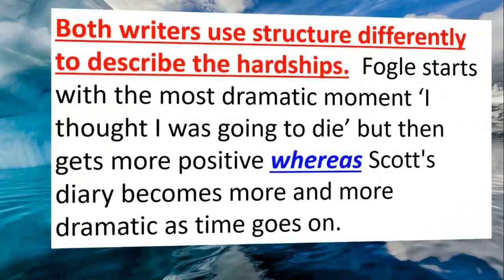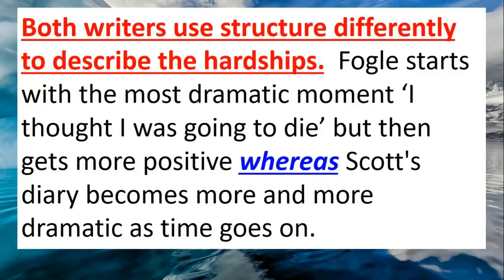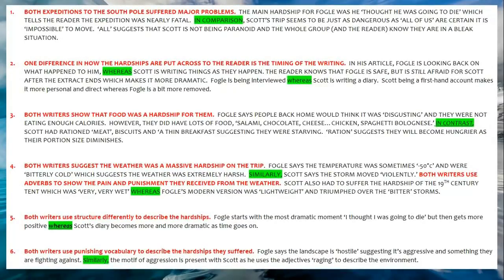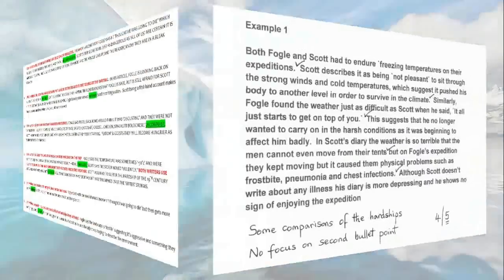So, talked about that. Another point, both writers use structure differently to describe the hardships. Fogle starts with the most dramatic moment, I thought I was going to die, but then gets more positive, whereas Scott's diary becomes more and more dramatic as time goes on. So, I've said that they've got in common that they use structure to describe how bad it is, but then I've said, well, actually they differ in terms of what they do. So with Fogle, we start with a dramatic moment to get the reader's attention and go down, whereas with Scott, the tension builds and gets the reader more and more into it as we get on. So they almost do it in an opposite way. Okay, so there you are, they're all together. And also, there probably could have been 10 or 11 things that I could have written about, but I've just picked my 6 that I like.